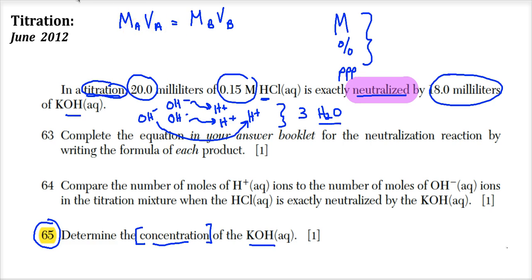So what did they give me? They gave me 20 milliliters of the acid. Acid has the H in front, Table K, it's listed. So I have 0.15 molar. Okay, you plug it in. What else do I have? 20 milliliters. And then I have 18 milliliters of my volume.